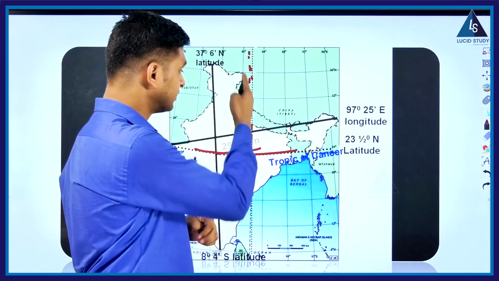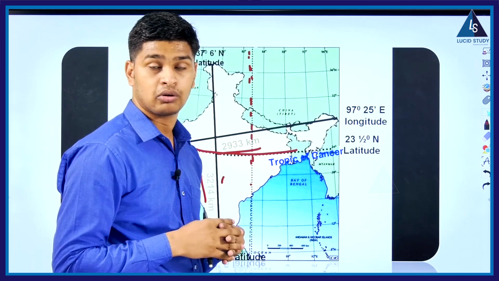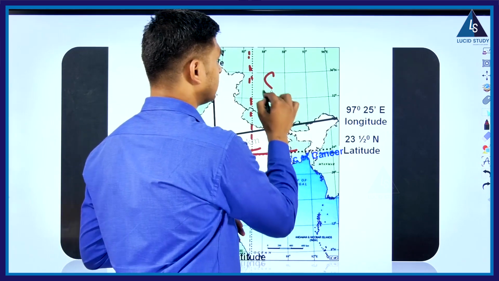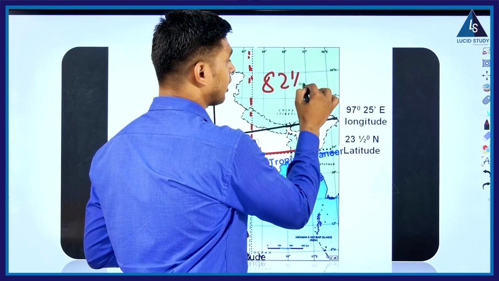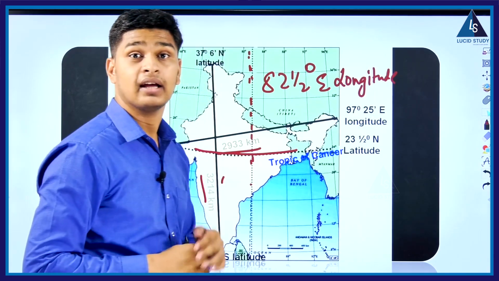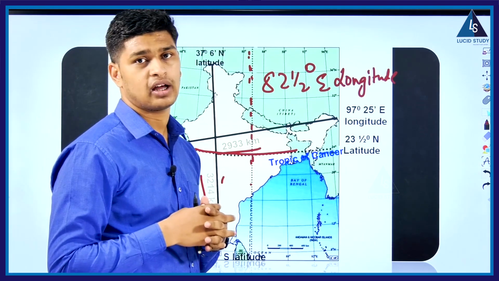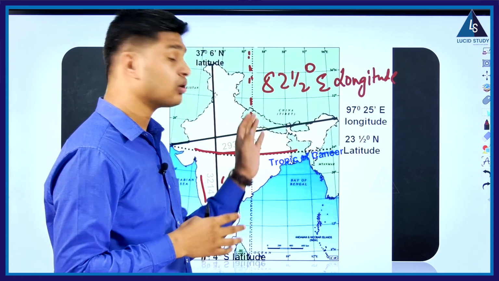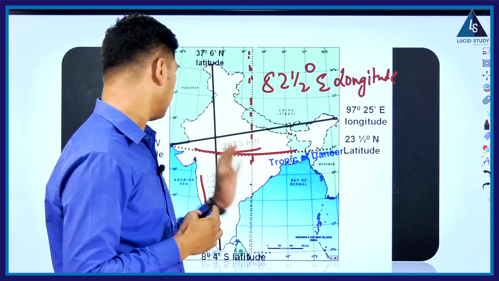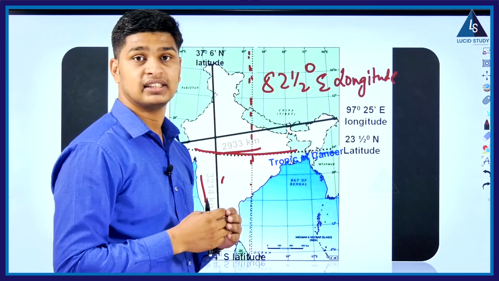That's why there is this vertical line which has been made, and it plays a very important role. And what is that? It is nothing but the 82.5 degrees east longitude. What is that? 82.5 degrees east longitude. Now what is this 82.5 degree east longitude? It is almost exactly in between 68 degrees 7 minutes east longitude and 97 degrees 25 minutes east longitude.